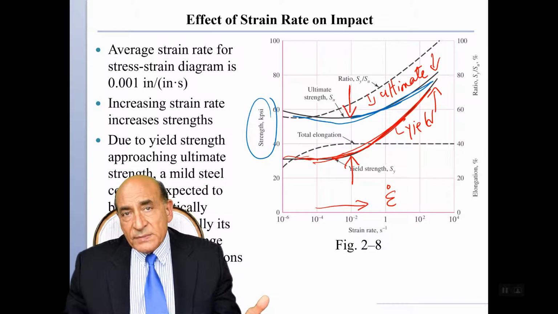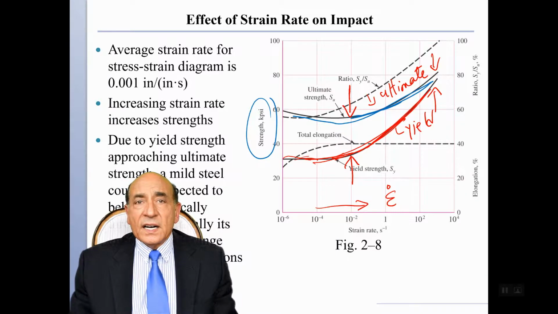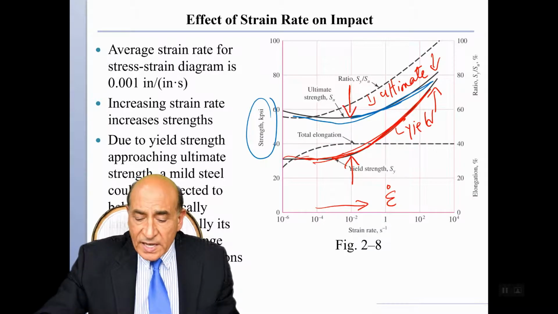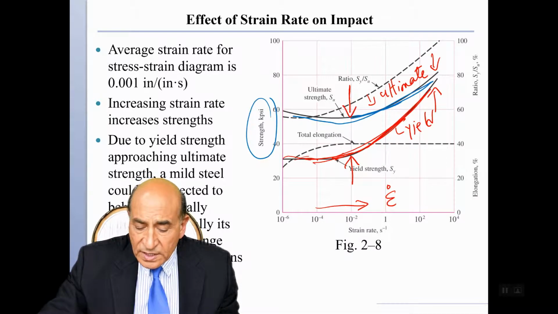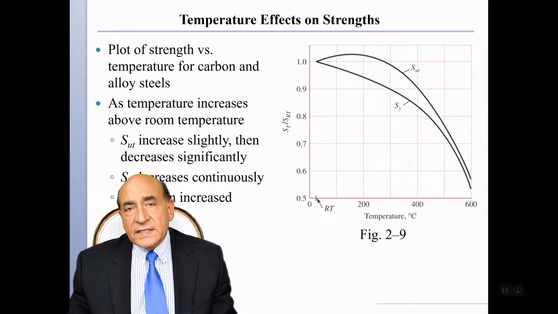At low temperature, the material is brittle, and one has to watch those effects on material properties. If I look at the total elongation, the total elongation does not change very much with the strain rate at high strain rates.